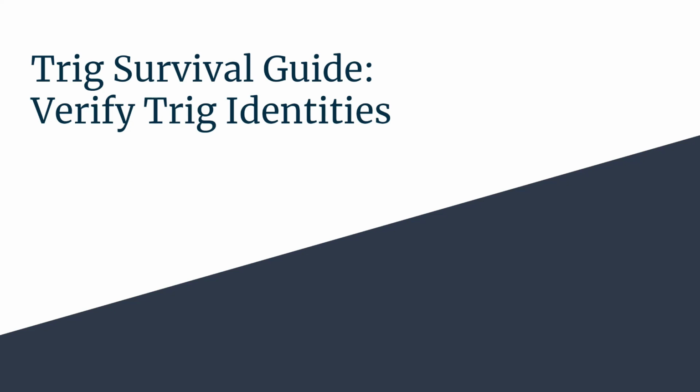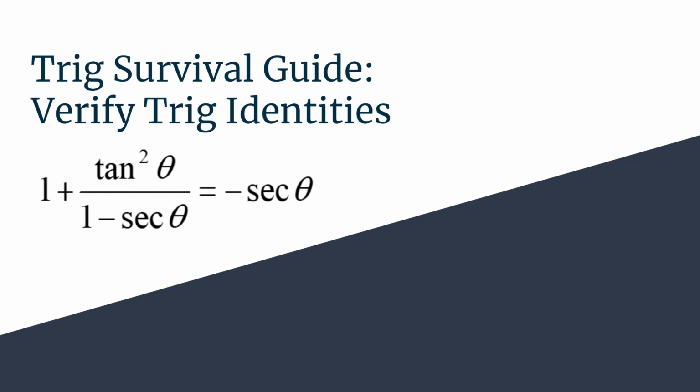Today we're going to verify a trig identity. We're looking at (1 + tan²θ) / (1 − sec θ) = −sec θ.